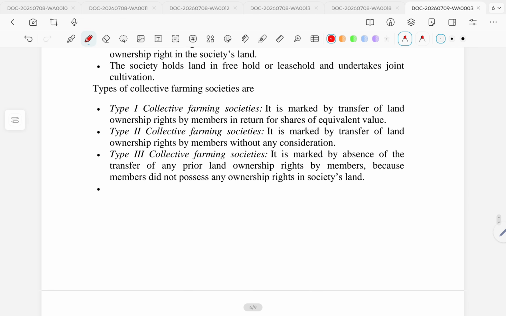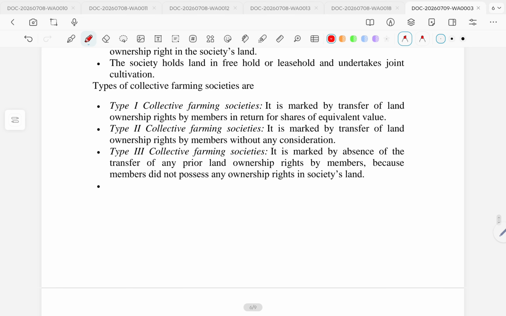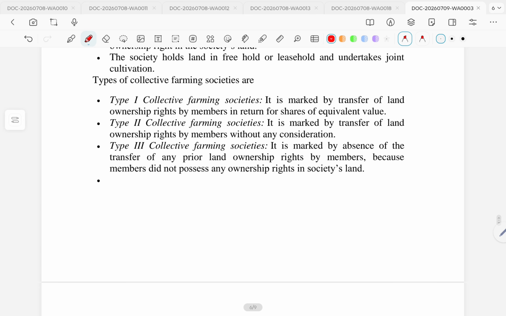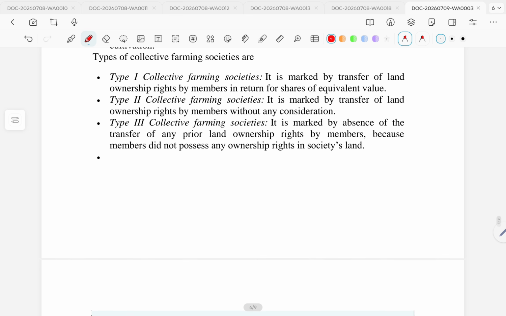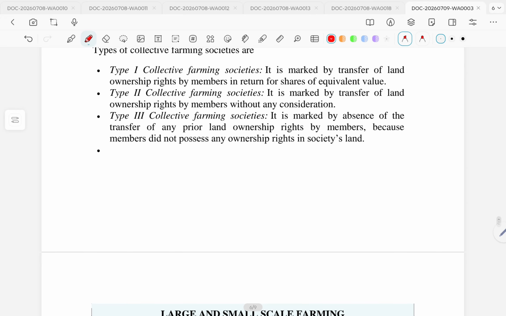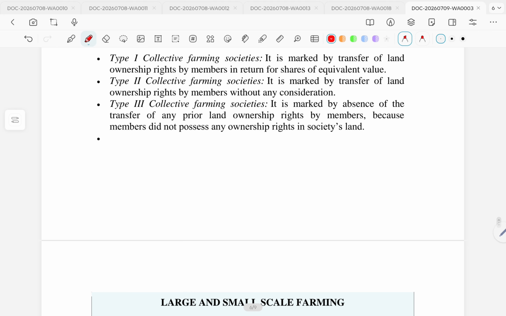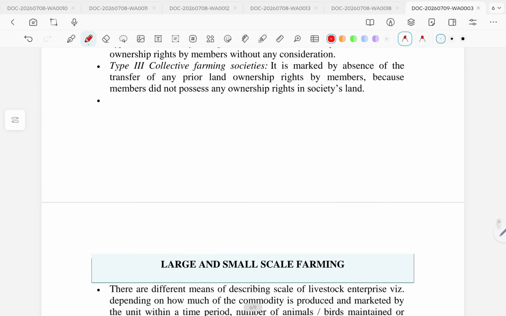Type second collective farming society is marked by transfer of land ownership right by members without any consideration. Type third collective farming society is marked by absence of the transfer of any prior land ownership right by members, because members did not possess any ownership right in the society's land.